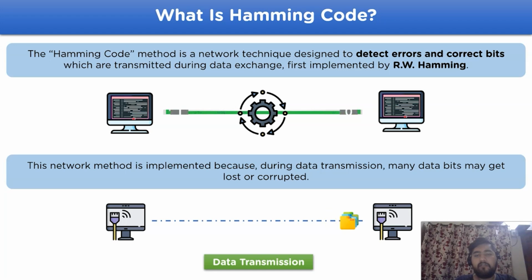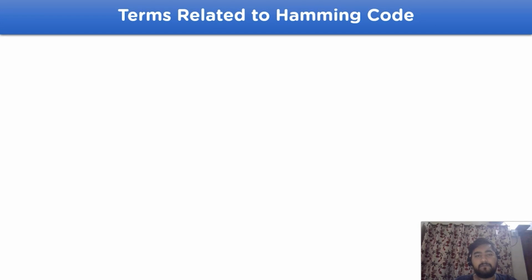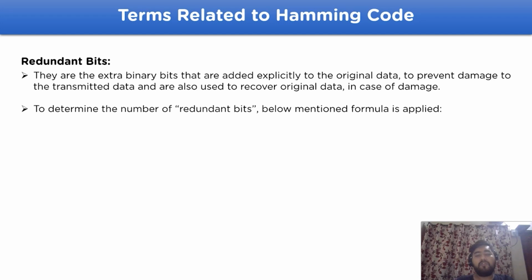In the next slide, we will look into some terms that are related to the working of Hamming code. The first one being redundant bits. These are the extra binary bits that are added explicitly to the original data bit to prevent damage to the transmitted data and also to recover the original data in case of a damage at the receiver end. In the next point, we will look into some formula related to redundant bits and how to add them in the Hamming code.